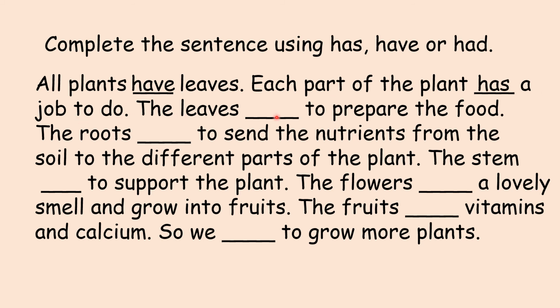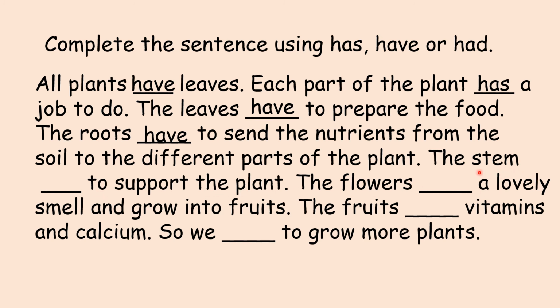The leaves dash to prepare the food. Here we are talking about the word leaves, which means many. So which word will you use? Have. The leaves have to prepare the food. The next sentence, the roots dash to send the nutrients from the soil to the different parts of the plant. Here we are talking about the roots, which are many. So the word have is used.